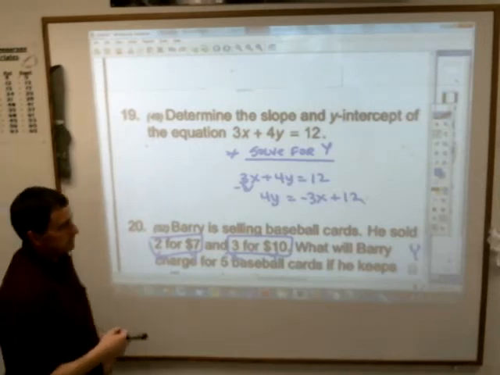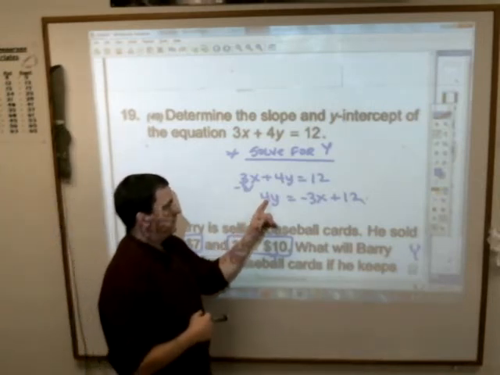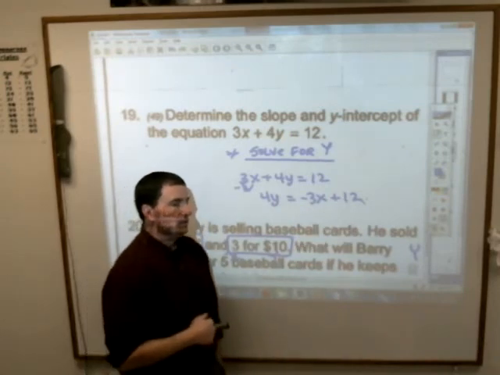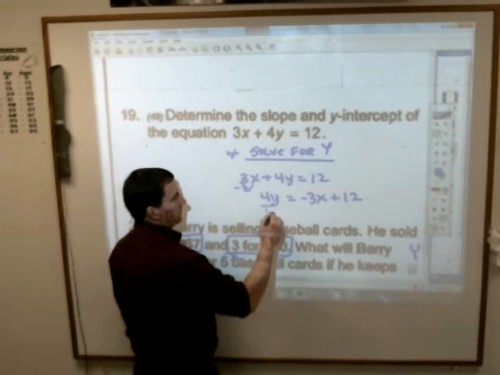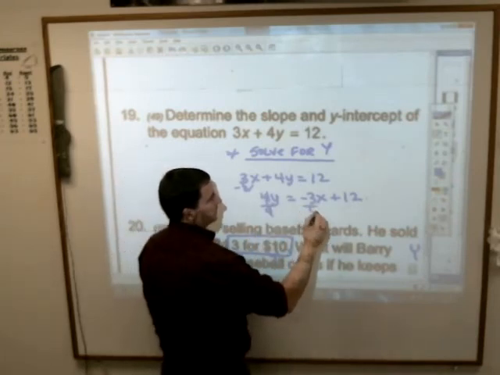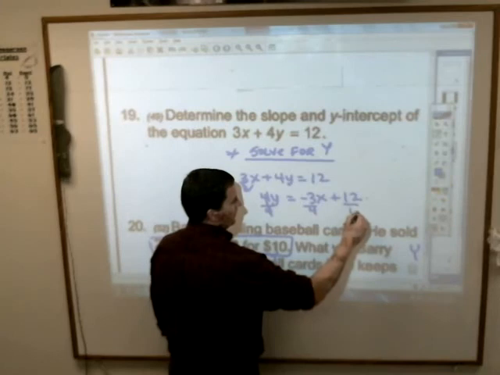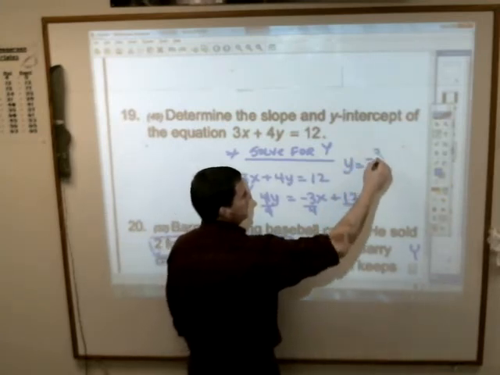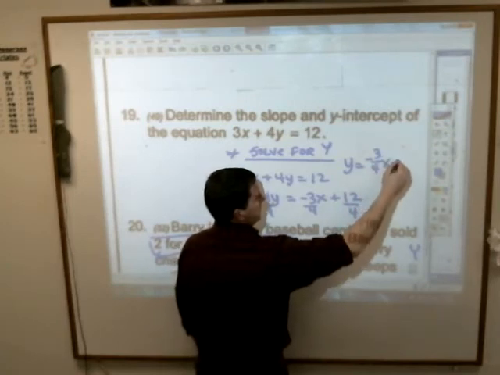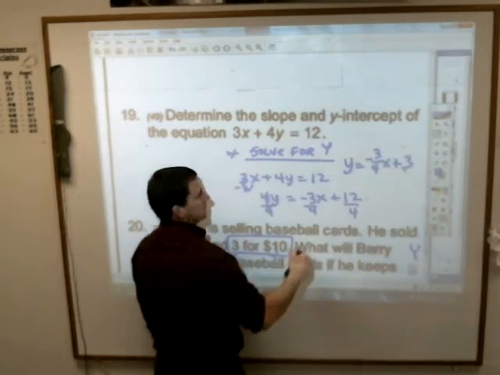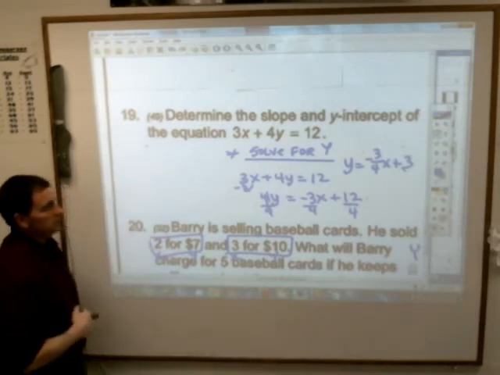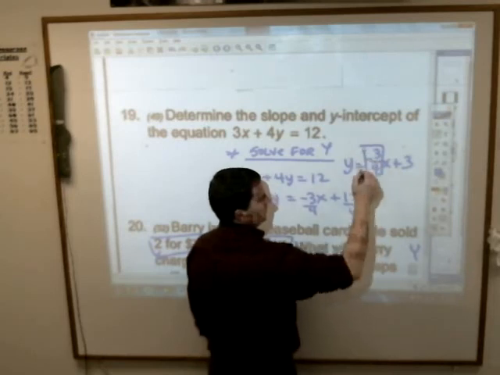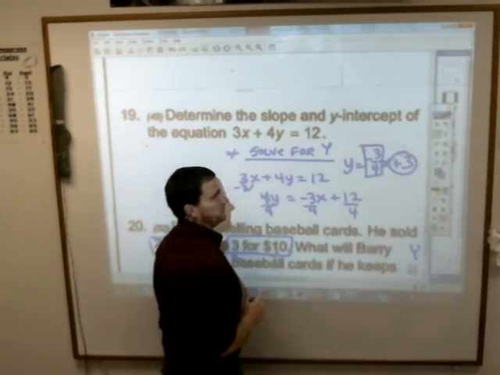Kylie, how do I solve 4y equals negative 3x plus 12 for y? Divide by 4. That gets the y by itself. I have to divide everything by 4. And my equation is y equals negative 3/4 x plus 3, because 4 goes into 12. Then they asked you for the slope. What is the slope? Right in front of the x. What is the y-intercept? Positive 3.